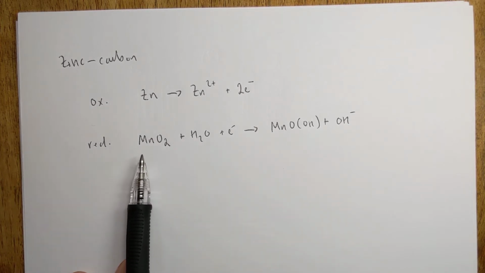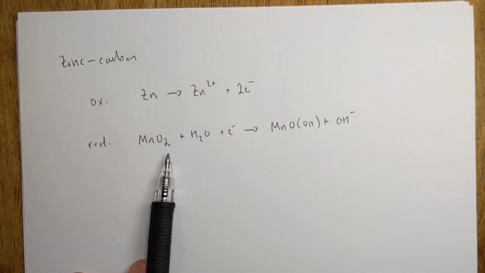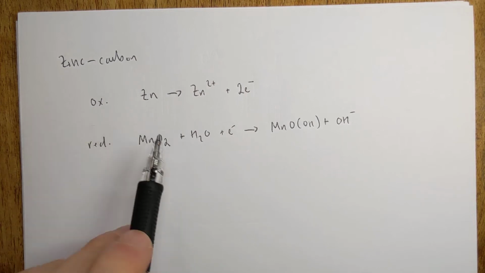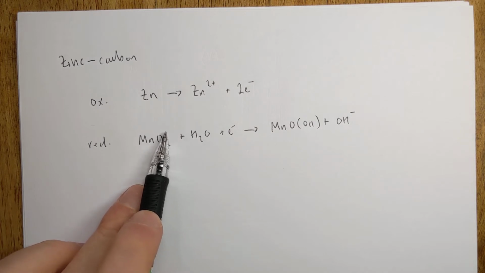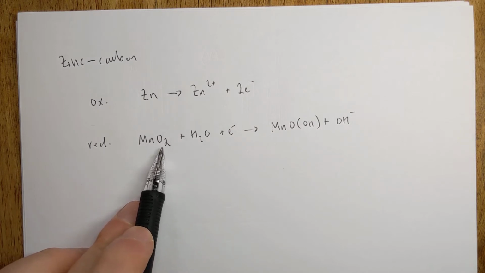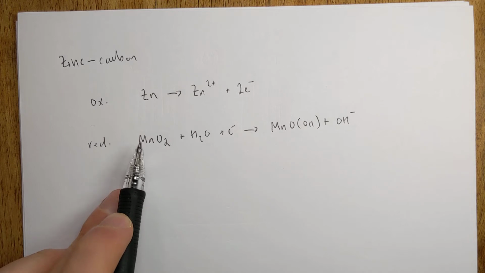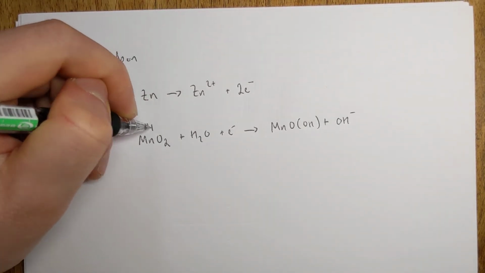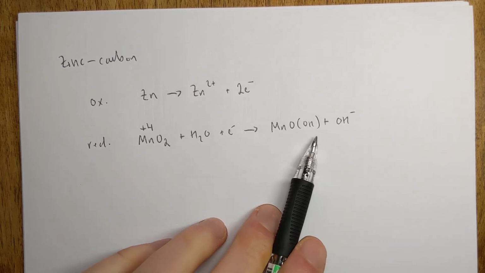The oxidation was straightforward. This one maybe seems a little bit less obvious. The thing that's actually changing is the manganese here. So if we look on the left here, we've got straightforward manganese oxide. If we do a wee bit of analysis on oxidation states, oxygen has got a -2 charge. So there's 2 of them, that gives -4. Therefore the manganese must have a +4 charge, or as we call it, a +4 oxidation state.